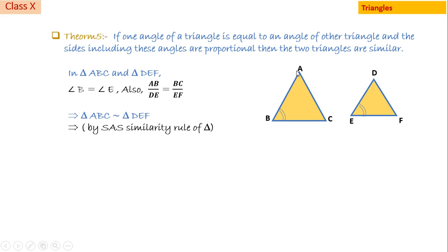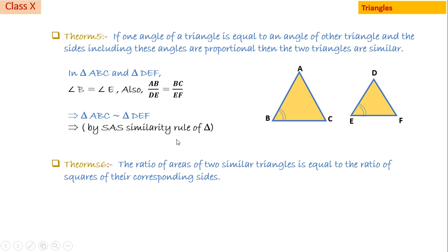The point here to note is that the angle that we are going to consider must be the angle between the two proportional sides. That is, if side AB is proportional to DE and BC is proportional to EF, then we must consider angle B and angle E only. However, if we consider angle A or angle D, which is not included between these proportional sides, then this criteria will not be equal to side angle side.